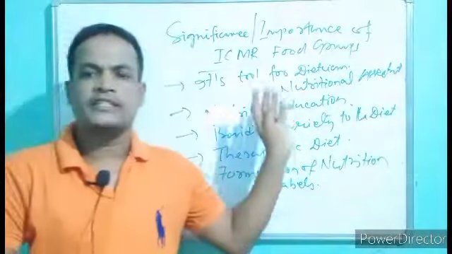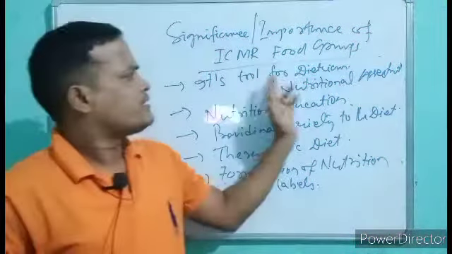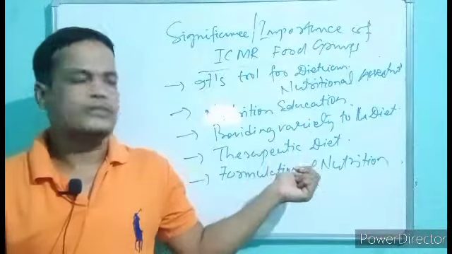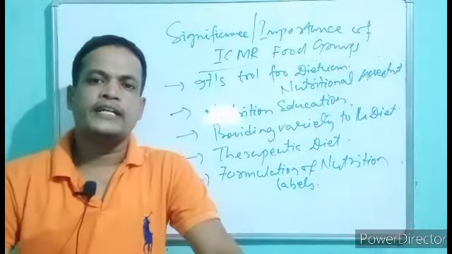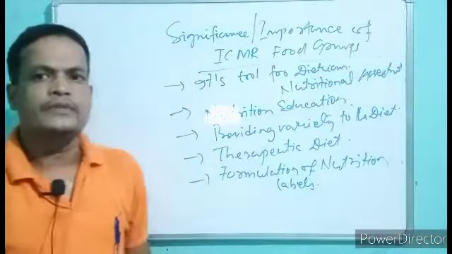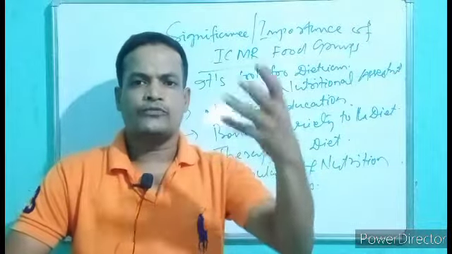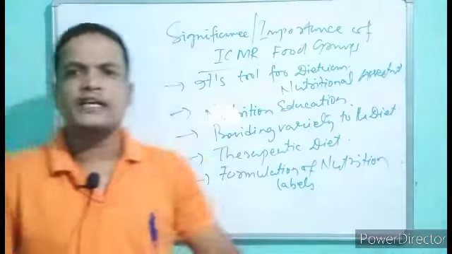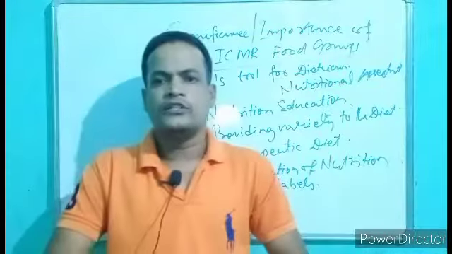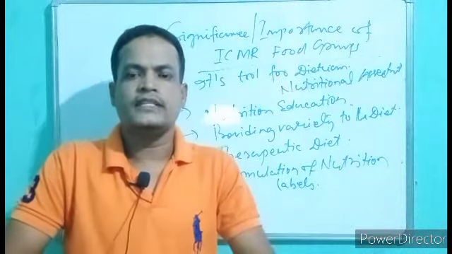So these are the importance or significant features of the ICMR five food groups. Number one, it provides a tool for nutritional assessment; the dietitian assesses the nutrients on the basis of these food groups. Number two, nutritional education; it helps students get their education from these food groups. Providing variety to the diet: in this way we can alternate our diet. Next, therapeutic diet or medical diet or diet therapy; it also helps to recommend diet therapy. Next was formulation of nutritional labels. So these are the five major importances of ICMR food groups.